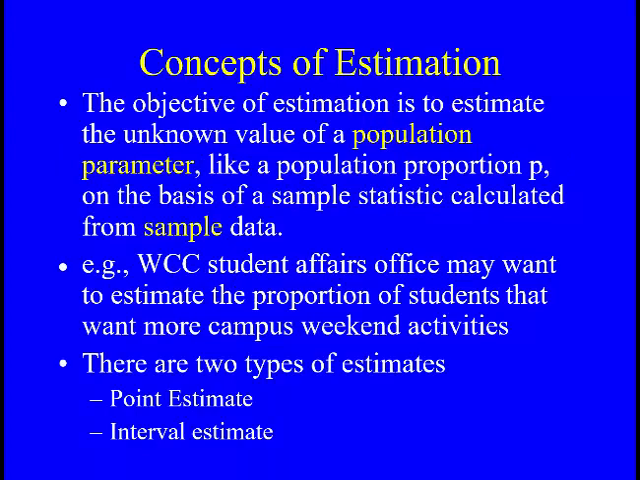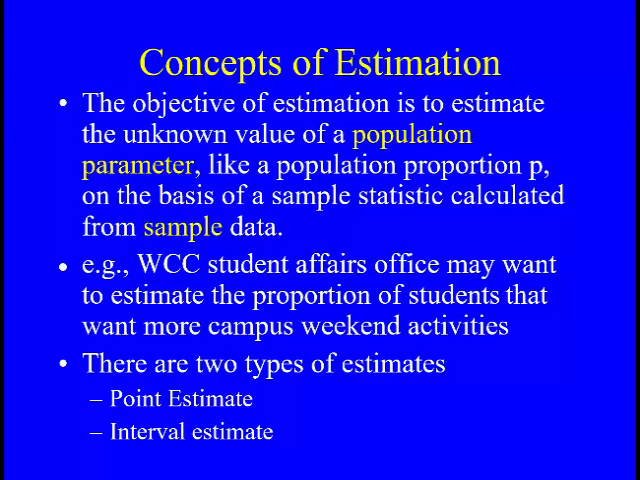All right, so let's go over some concepts of estimation again. The objective of estimation is to estimate the unknown value of a population parameter, like mu, the population mean, or p, the population proportion. And this is done on the basis of a sample statistic calculated from sample data. Here's an example we'll work with first. Suppose the WCC Student Affairs Office wants to estimate the proportion of students that want more campus weekend activities. They don't know what percentage of students would want this, so they'd have to estimate.